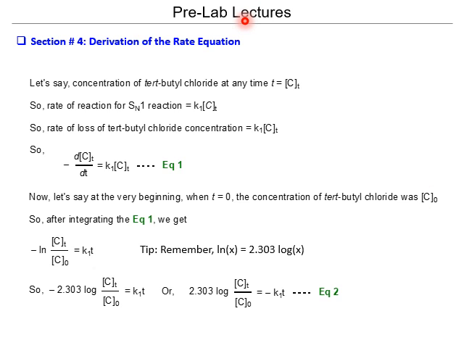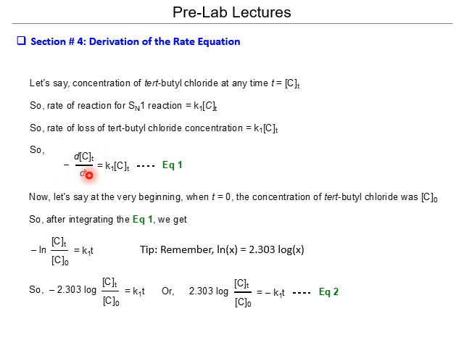So this will be the demonstration for the derivation of the rate equation. We know this is a rate law, right? So the rate is equal to a constant times the concentration of the substrate, tert-butyl chloride, at a given t. The rate of loss is therefore the derivative of the concentration of tert-butyl chloride with respect to time, but negative, because you're going to lose tert-butyl chloride as time passes.